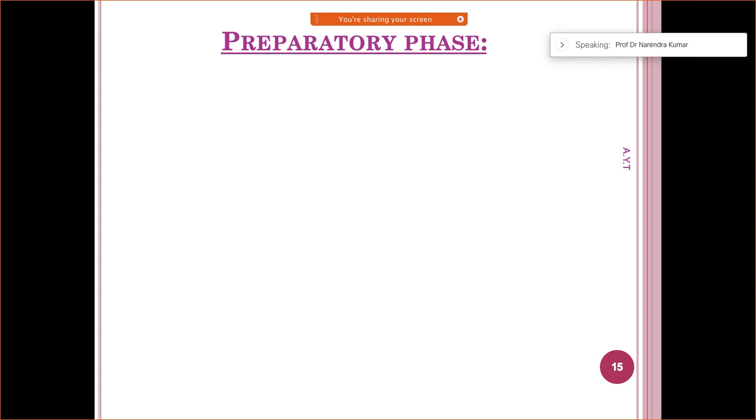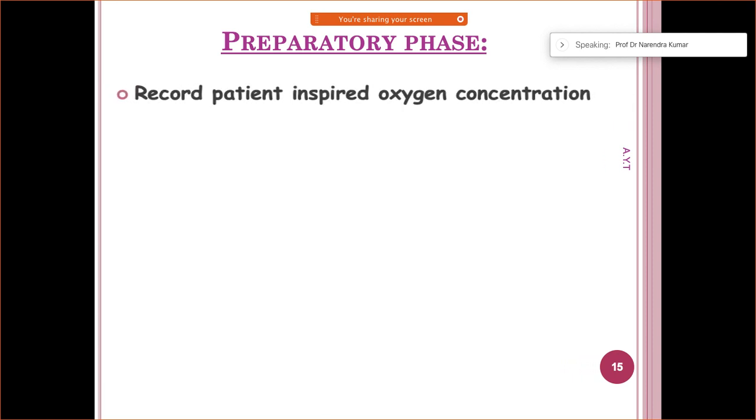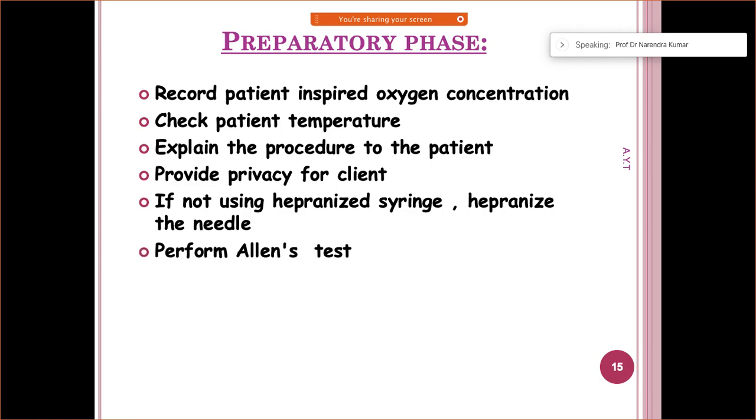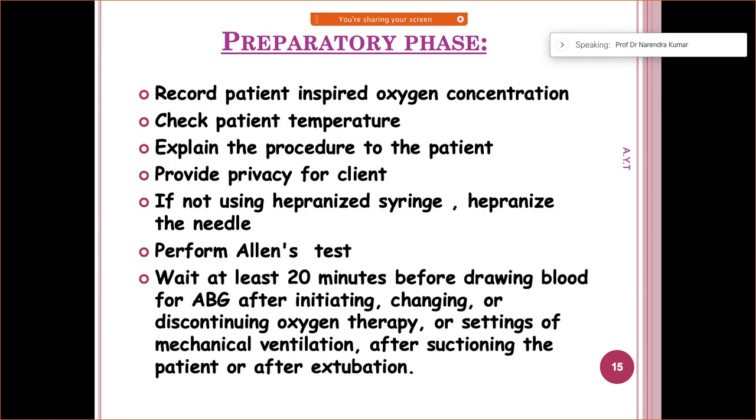And you must do a very important test called Allen's test. And you should wait at least 20 minutes before drawing blood for ABG after initiating, changing, or discontinuing therapy, in fact. Even for mechanical ventilation as well, if you have done suction or extubation, at least 20 minutes should pass. 20 minutes is a very important thing.